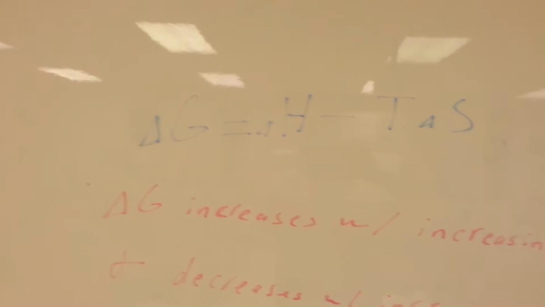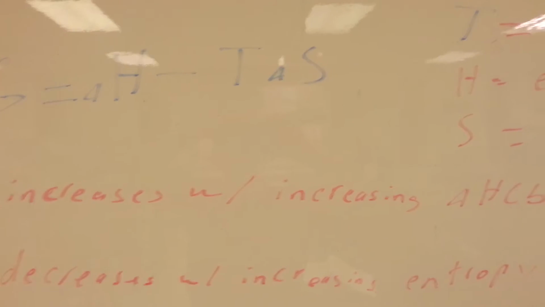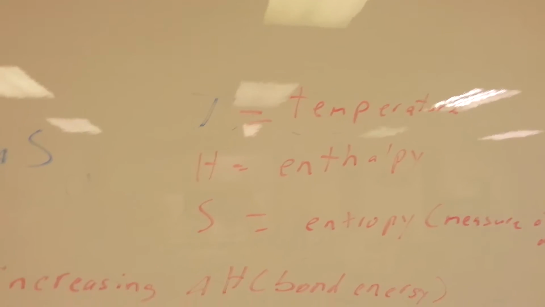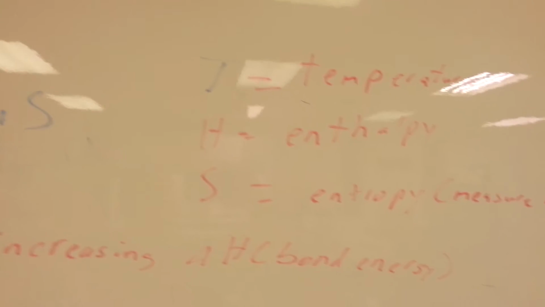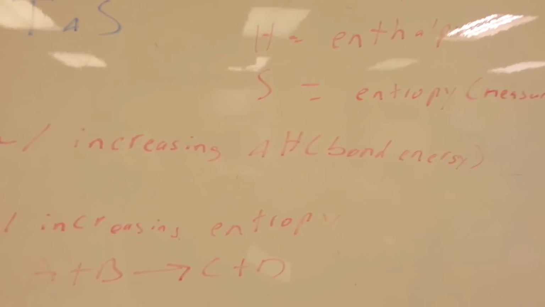Again, delta G is equal to delta H minus T delta S, where T is temperature, H is enthalpy, S is entropy, the measure of disorder. Delta G increases with increasing delta H, bond energy, and decreases with increasing entropy. Favorable, spontaneous, is negative delta G. Unfavorable, non-spontaneous, is when delta G is positive. When delta G is equal to 0, the reaction is at equilibrium.